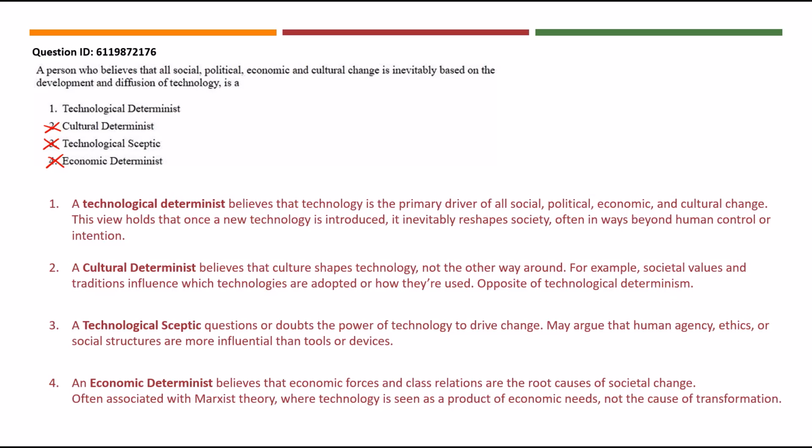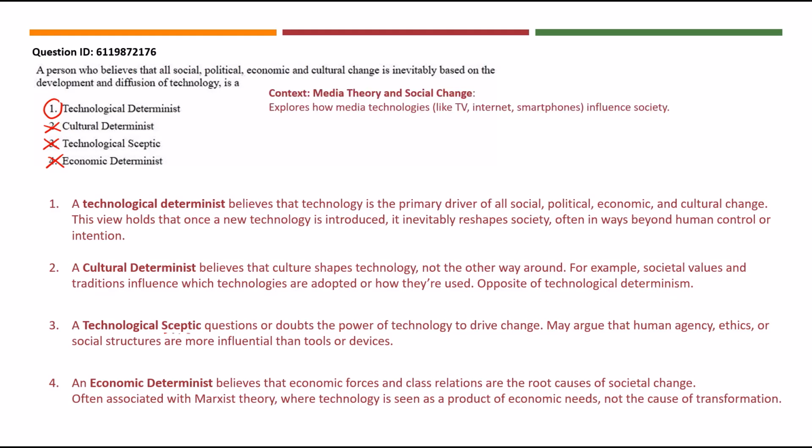What about economic determinist? The person believes that economic forces and class relations are the root causes of societal change. This is right. Often associated with Marxist theory, where technology is seen as a product of economic needs, not the cause of transformation. This view is right and it has to be respected, but this is not the one that is described in the question. So we will go with option number 1, technological determinist as the right answer.